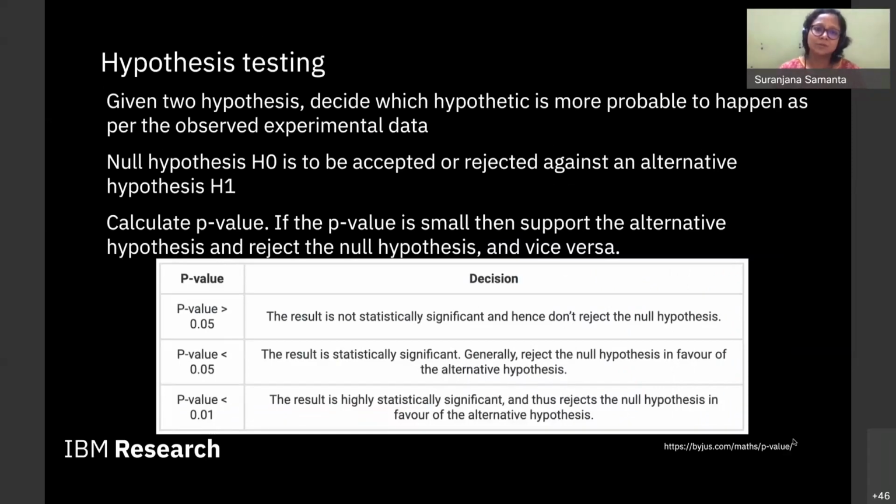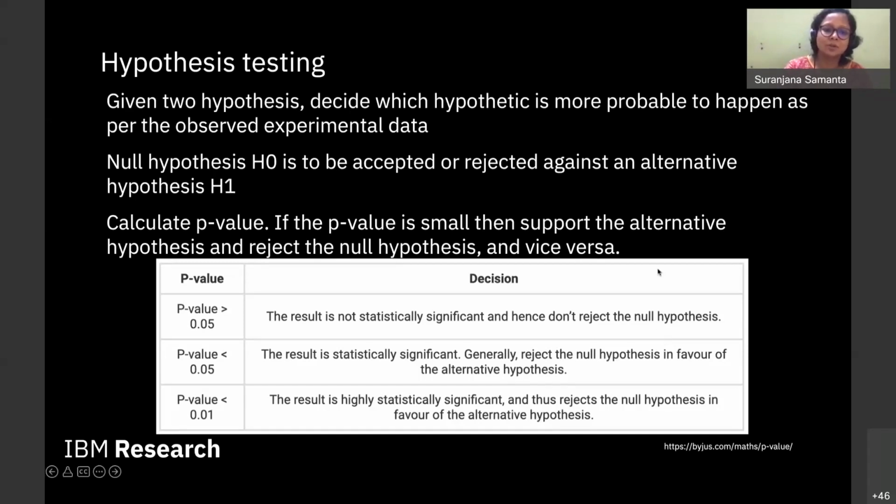So there are these two hypotheses: the null hypothesis, which is basically to be accepted or rejected, and an alternative hypothesis, which is an alternative to the null hypothesis. We have to say either the null hypothesis is correct or it is incorrect. If we are sticking to Gaussian, then we calculate the p-value or the z-score, and as the p-value decreases, it rejects the null hypothesis and the alternative hypothesis is considered favorable.